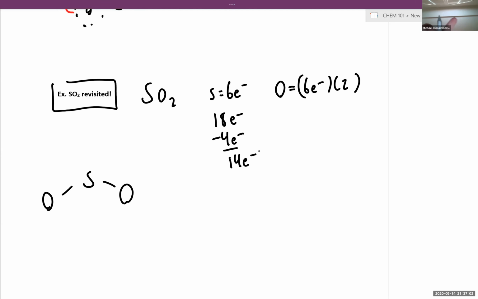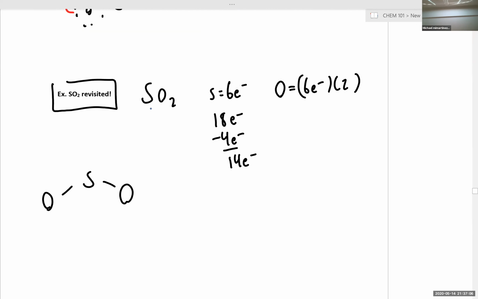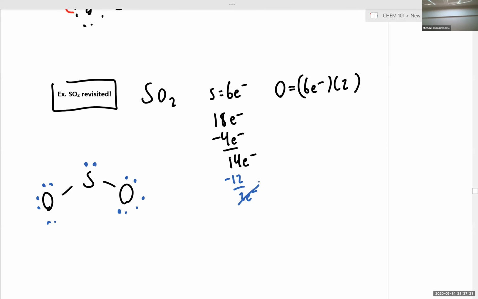Now, where do we place our lone pair electrons first? On sulfur or on oxygen? Oxygen, yep. So we place our 6 lone pair electrons on each oxygen atom. So we have 2 electrons remaining. The last 2 electrons go on sulfur.